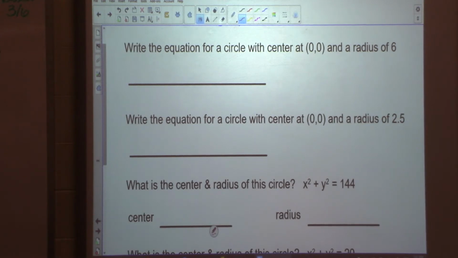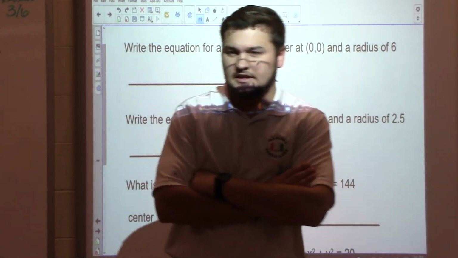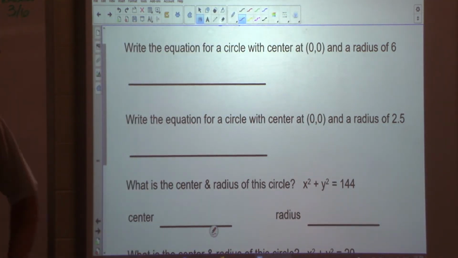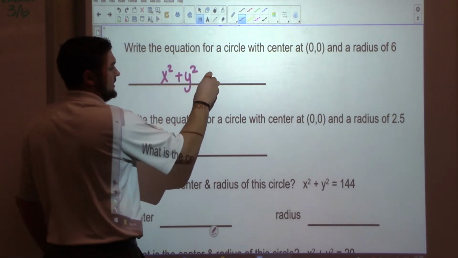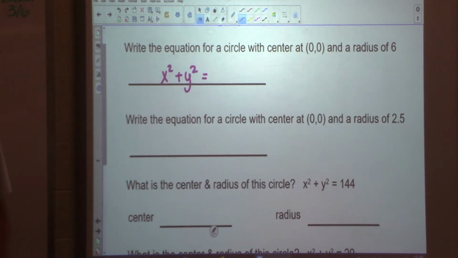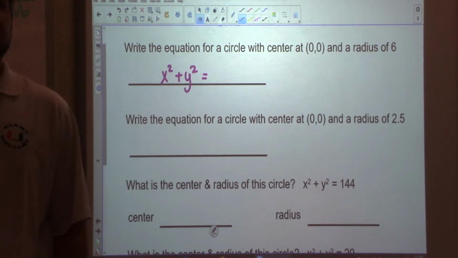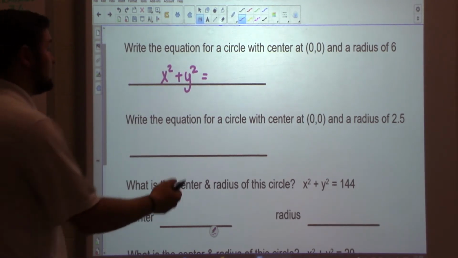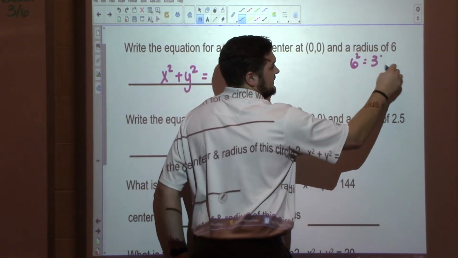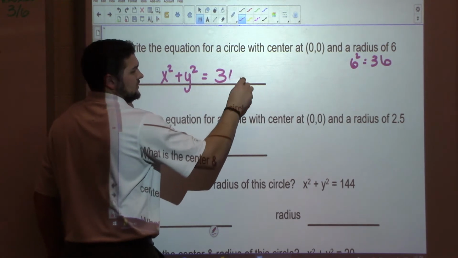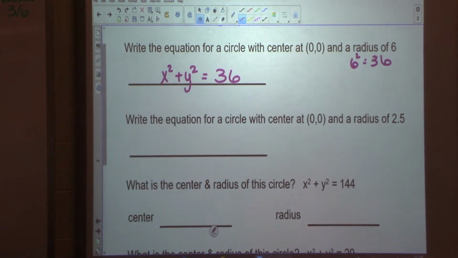Okay, write the equation for a circle centered at 0, 0 and a radius of 6. Any circle centered at 0, 0 will always start, like I said before, x squared plus y squared equals, and what did we say that last part was? 6 squared, or the radius squared. It equals the radius squared. So if I take 6 and I square it, I get 36. So it should equal 36. Okay? Pretty good so far.